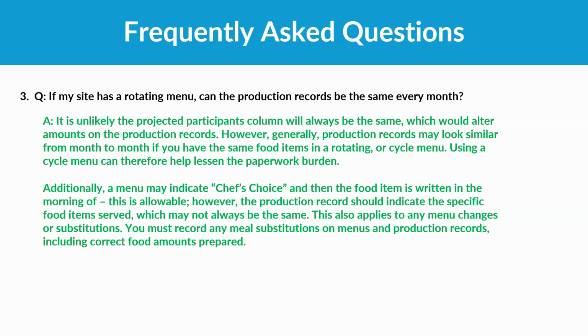And this also applies to any menu changes or substitutions. So that may be another reason why your production records might not look exactly the same every month or every day, because you might have a menu change or a substitution, and you do need to record any menu substitutions on menus and production records, including correct food amounts prepared. So generally, production records can absolutely look similar if you're going off of a cycle menu, but it would be difficult to just do a copy and paste because of some of these reasons.